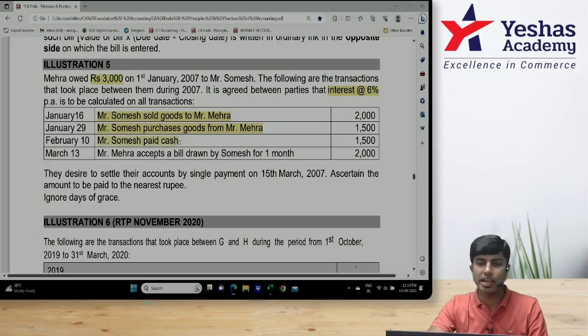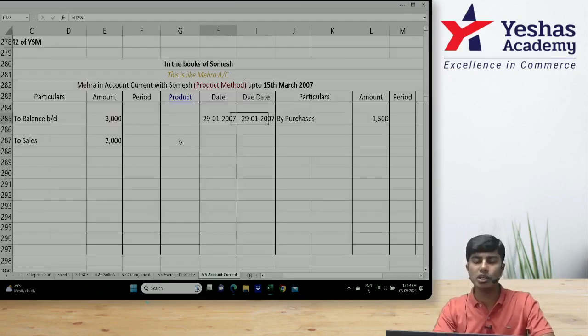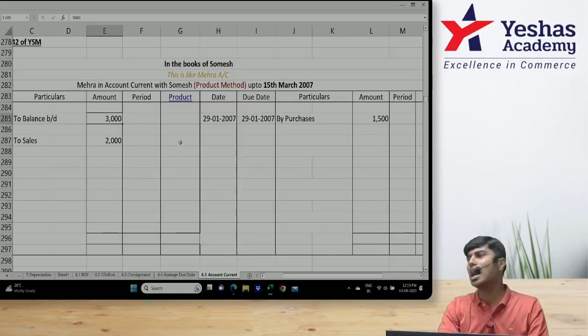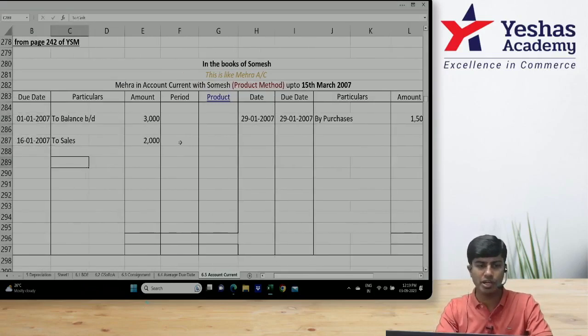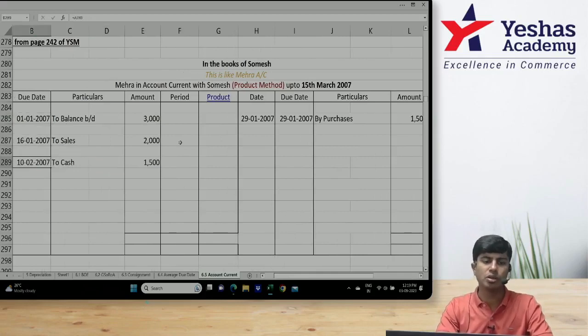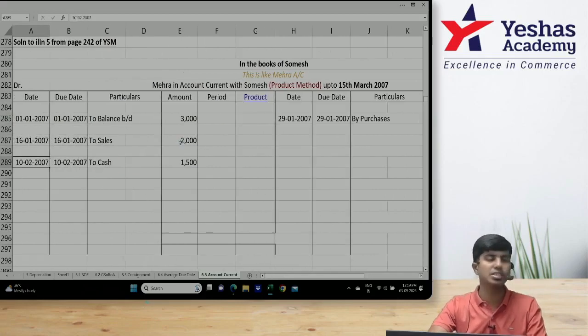Somesh paid cash. Entry is Mehra account debit to cash. We paid it to Mehra in cash. 1500. 10th of February is the date.